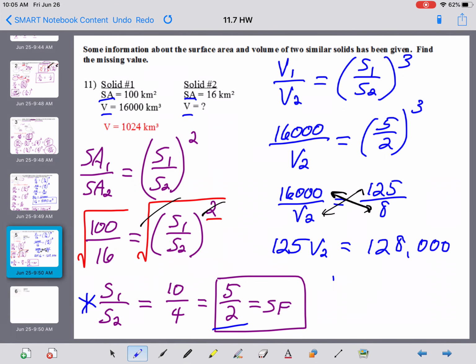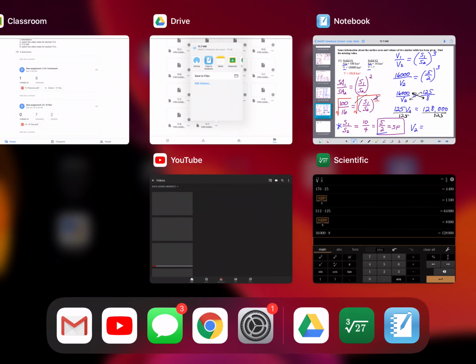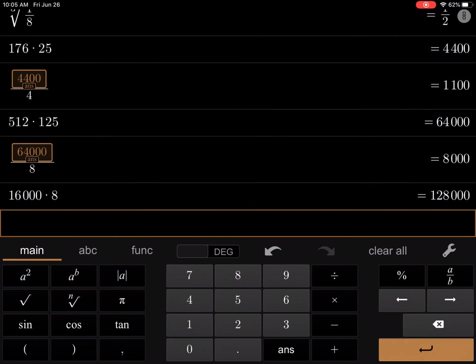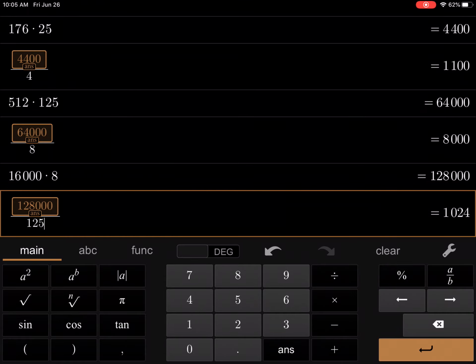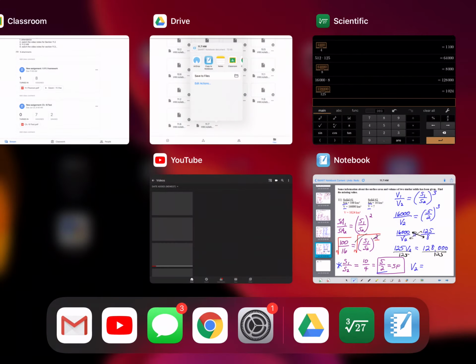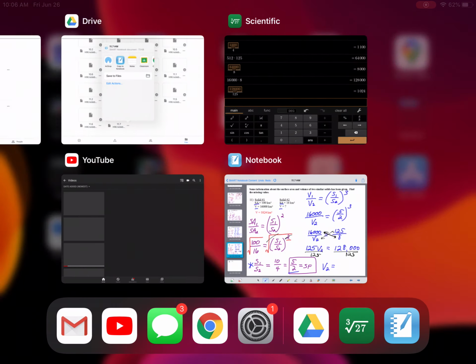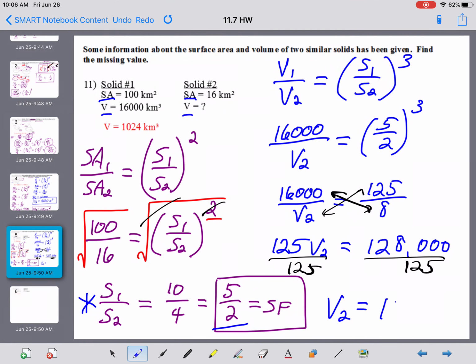Okay, and the last thing we need to do then here, guys, is to divide both sides by that 125, our coefficient right there, and it's going to be just over 1,000, I think. Let's see where that gets us. So 128,000 divided by 125 is going to get us 1,024. And volume units here were being measured in cubic kilometers.